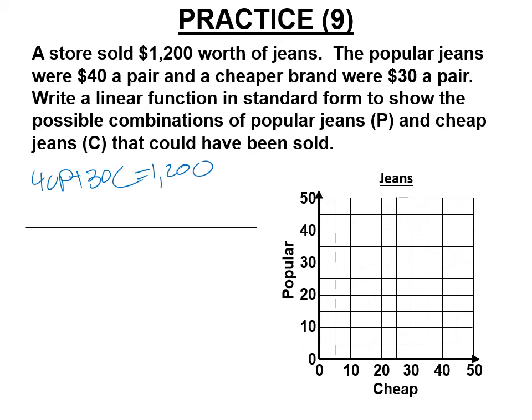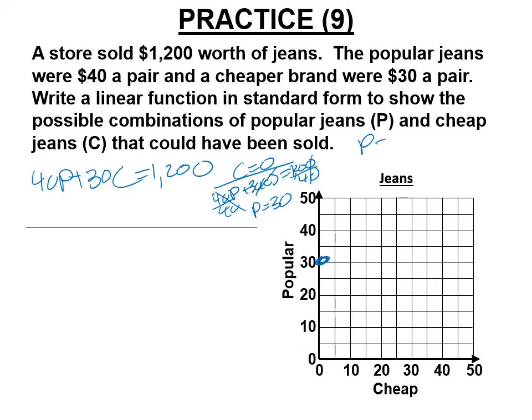Okay, so if we make c equal to 0, we get 40p plus 30 times 0 equals 1,200. Divide both sides by 40. 12 divided by 4 is 3. 120 divided by 4 is 30. So P would equal 30 right there.